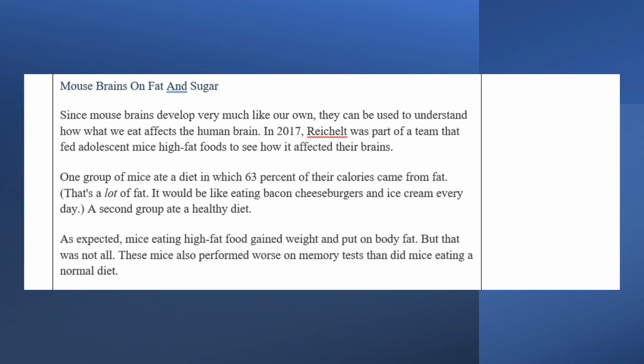Mice brains on fat and sugar. Since mouse brains develop very much like our own, they can be used to understand how what we eat affects the human brain. In 2017, Ratchet was part of a team that fed adolescent mice high-fat foods to see how it affects their brains. One group of mice ate a diet in which 63% of their calories came from fat. That's a lot of fat. It would be like eating bacon cheeseburgers and ice cream every day. A second group ate a healthy diet.